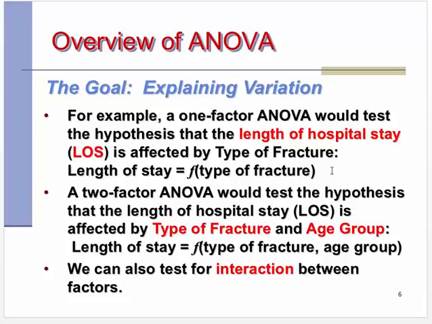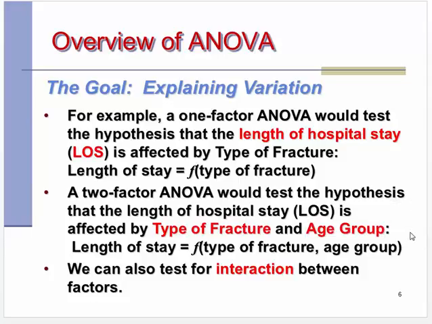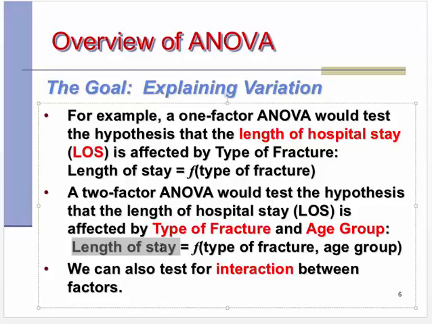Then we can also look at this through a two-factor ANOVA. That is, we can test the hypothesis that the length of hospital stay, or LOS, is affected by both type of fracture and age group. As we can imagine, maybe younger people will recover sooner, faster than older people. So the length of hospital stay is a function of two factors. One is the type of fracture of the bone, and the other is age group.